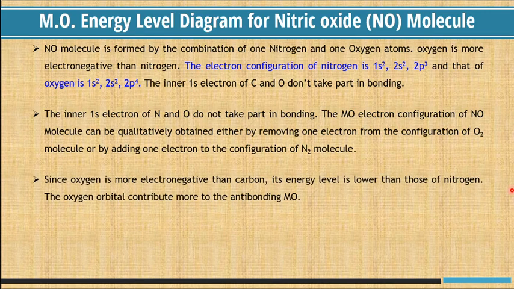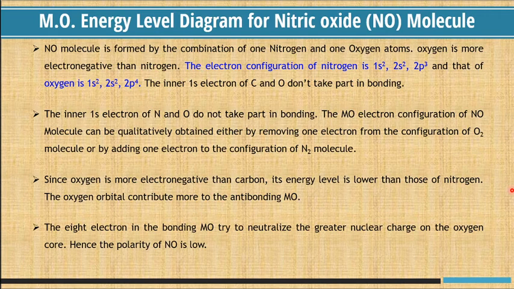Since oxygen is more electronegative than nitrogen, its energy level is lower than that of nitrogen. The oxygen orbital contributes more to the anti-bonding molecular orbital. The 8 electrons in the bonding molecular orbital try to neutralize the greater nuclear charge on the oxygen core. Hence, the polarity of NO is low.